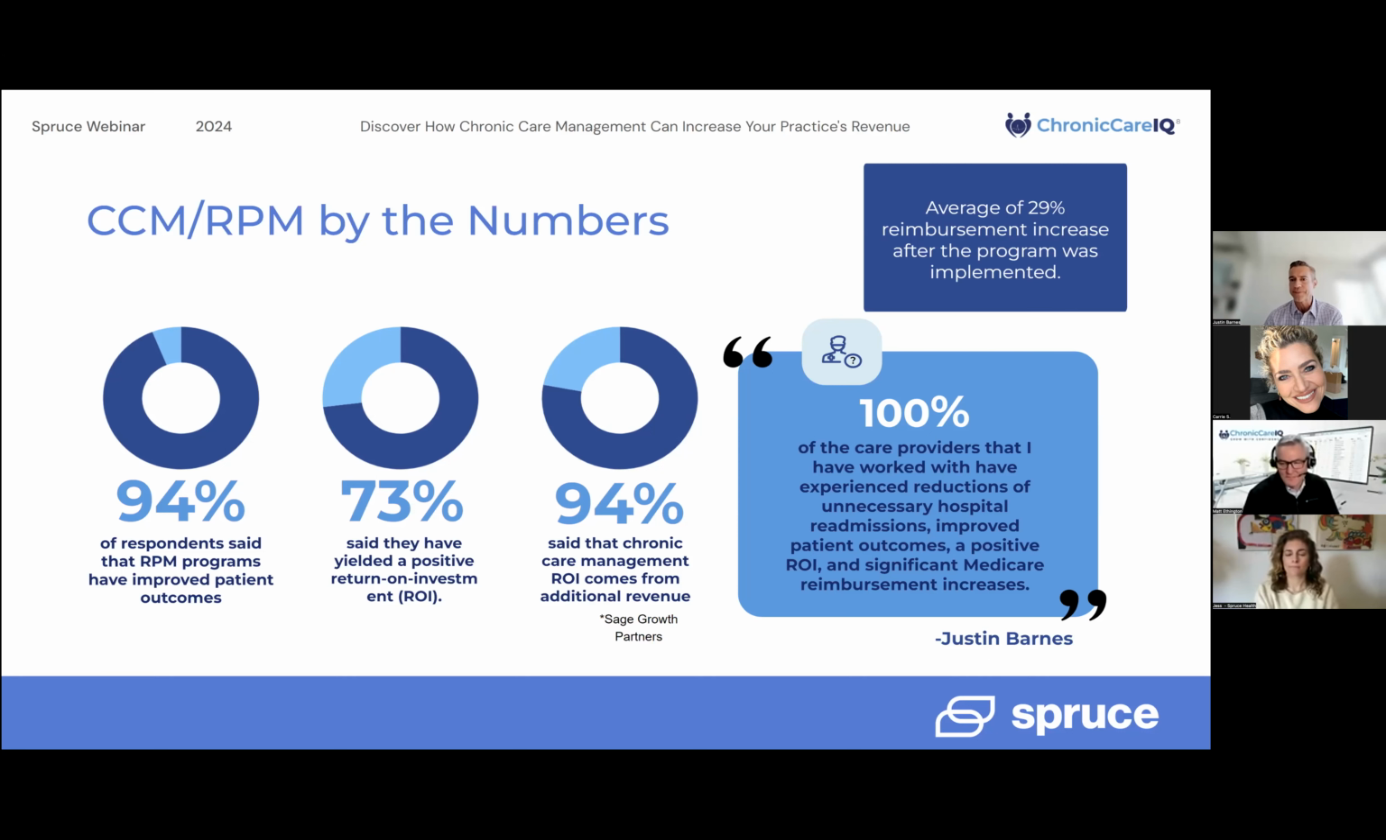How important it is. So there's not a practice that I touch that has not seen a significant increase in reimbursement, fewer unnecessary hospital admissions or readmissions, improved patient outcomes, significant ROI. The ROI numbers, and Matt will touch on this, I'm sure, a little bit, 2,000, 5,000, 7,000% ROI, because these systems don't cost a lot to get started with, but the money that comes behind them is significant. So look forward to the conversation.